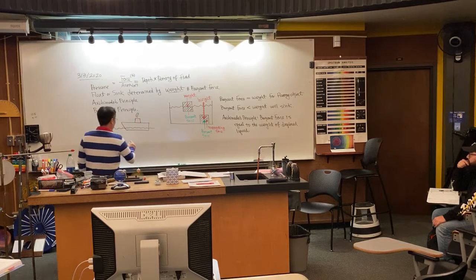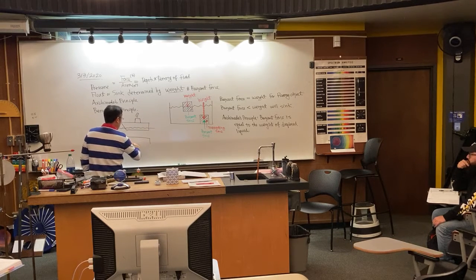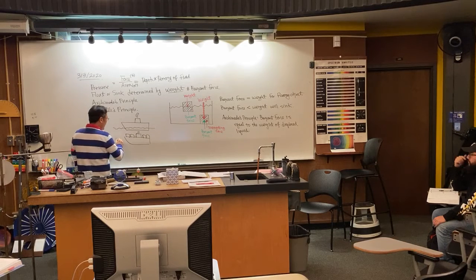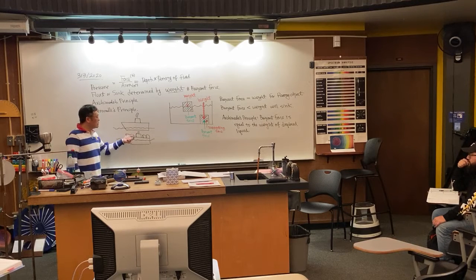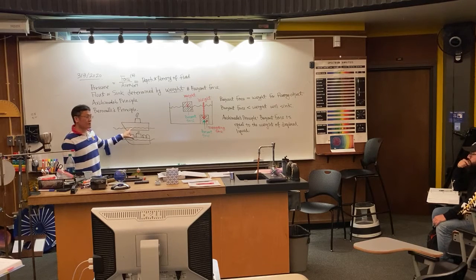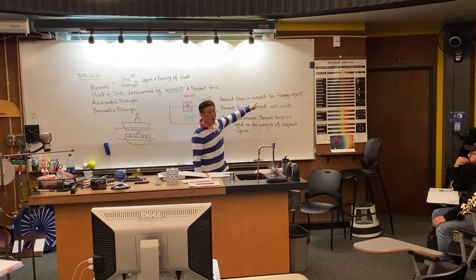Now if you put more weight on the ship, what happens is this water line will go up. That means you displace more of the volume. And to make this one float, so this one has less weight, this one has more weight, right? Do they all float? They all float, right? What happens if they float? What is the buoyant force when they float? It's equal to the weight.